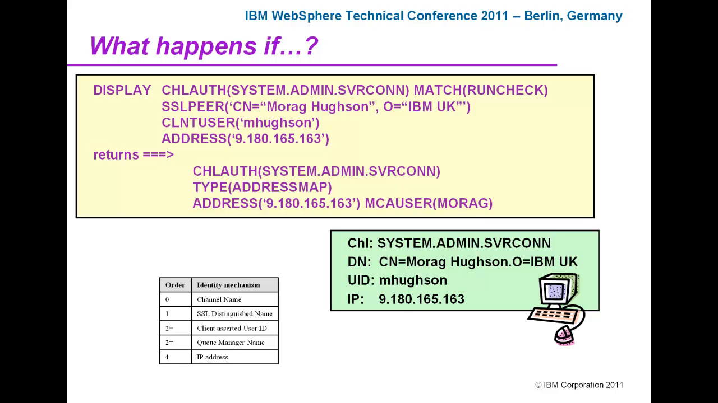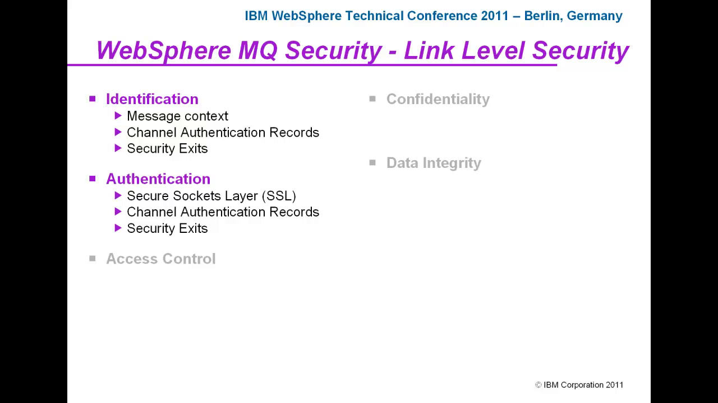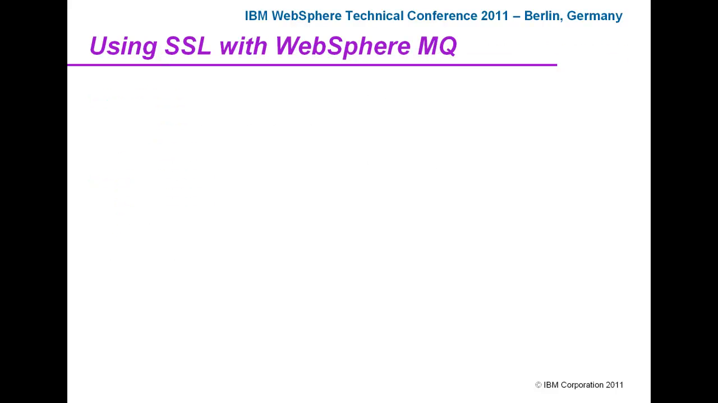So that's channel authentication records, which of course, as with security exits, play in the identification for setting MCA users and the authentication process with link level security. Now the other most strong form of authentication we have is to use the secure sockets layer, which normally I would have a whole hour to talk to you about, but I suspect that somebody else will be coming in here and asking me to get out of the way. So we'll have a very quick recap.